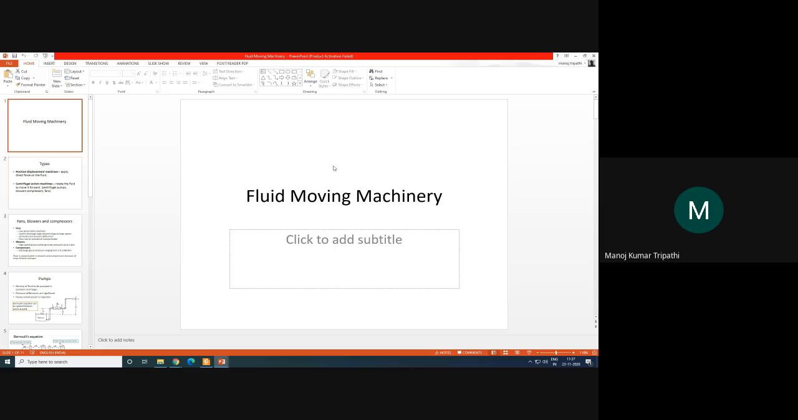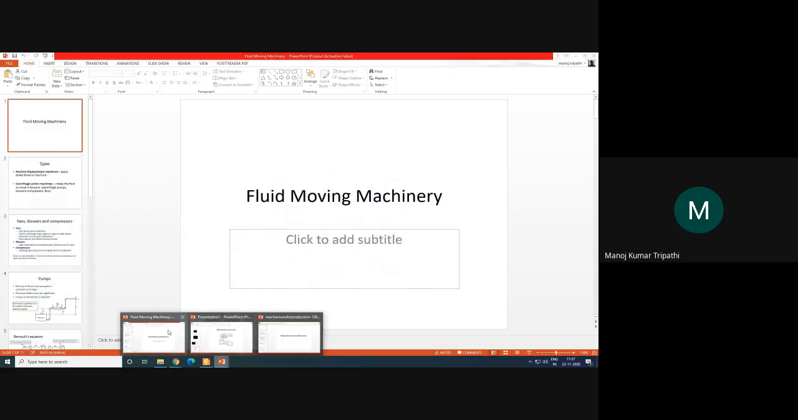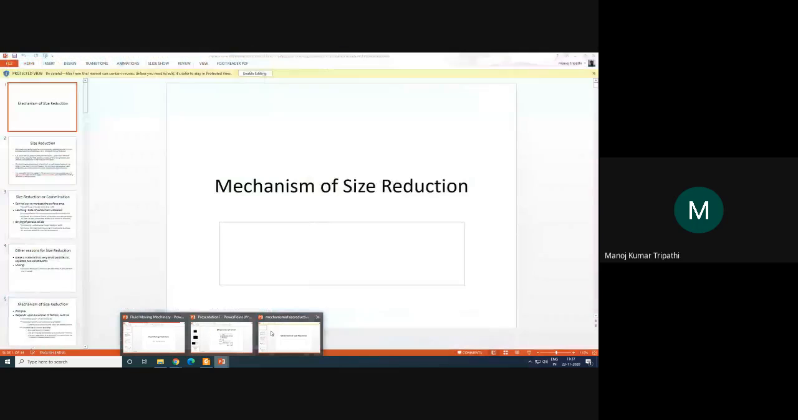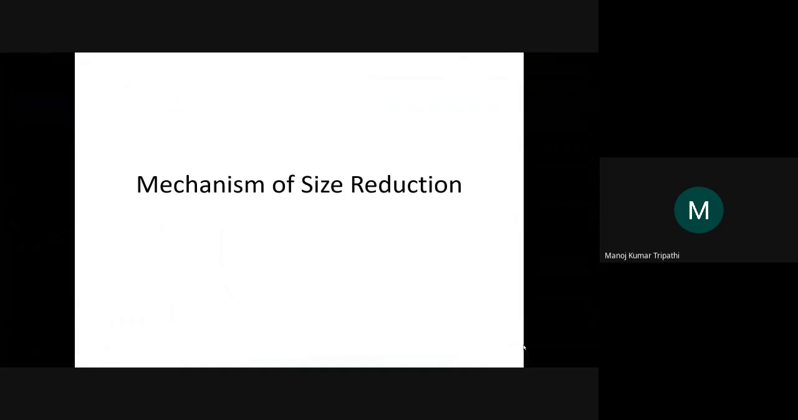So this you can read again in the PDF, and you can solve the assignment. Then after that, if it is needed, we can discuss again. So fluid moving machinery part is done. Now we needed to discuss this part, mechanism of size reduction.